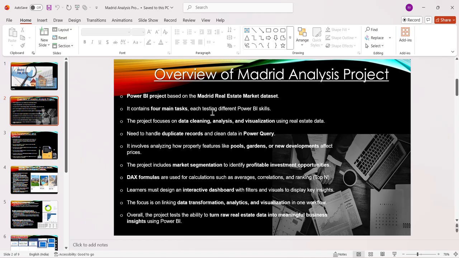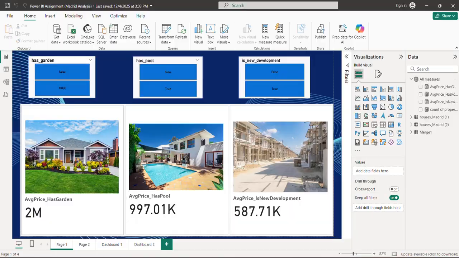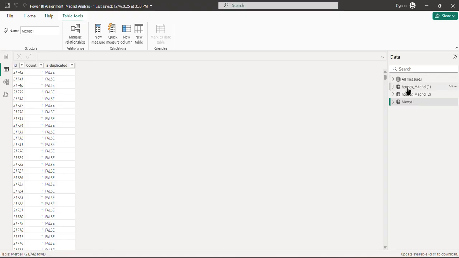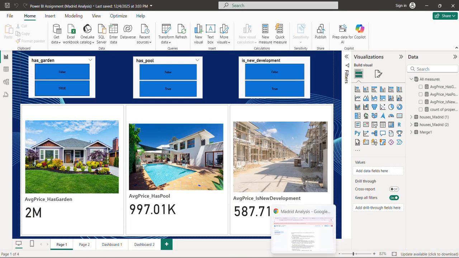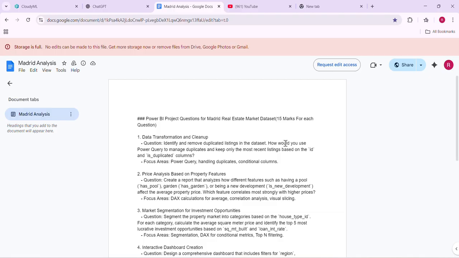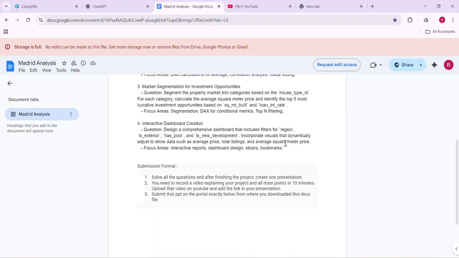This is the overview of the Madrid analysis project. It describes what I did in this project, which I will discuss with you. Let's have a look at the data set. Here we have the data set of our project, and this table consists of multiple columns. And these are the questions of our project on the Madrid real estate market data set.